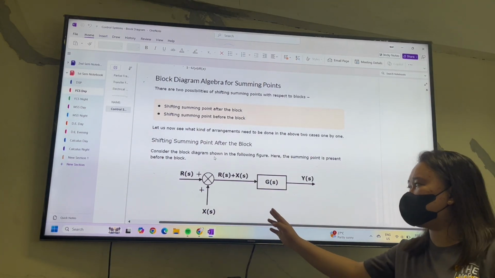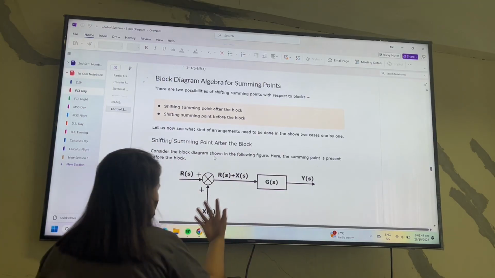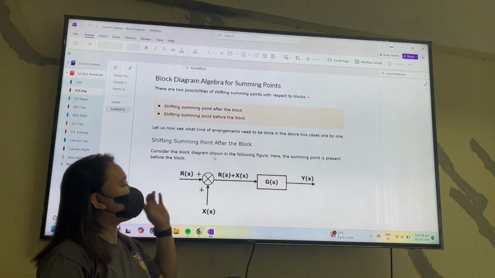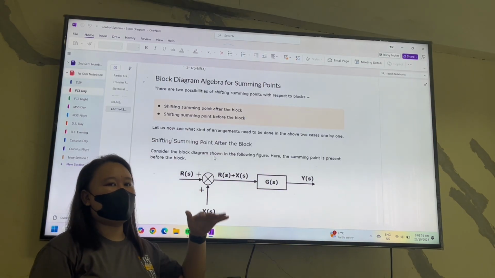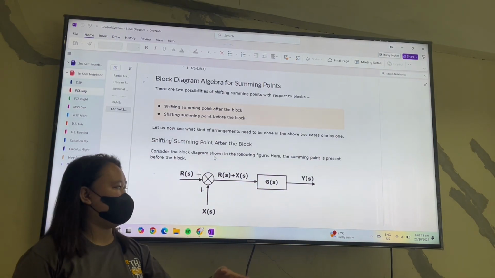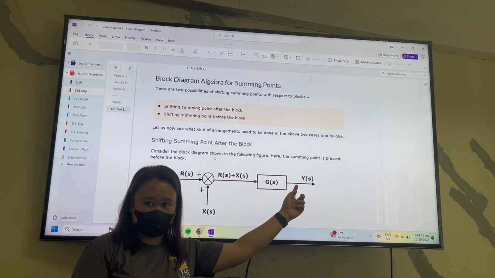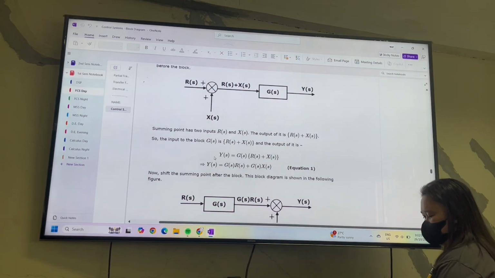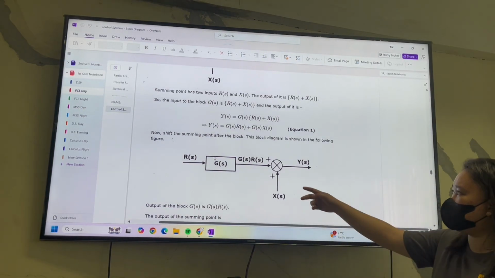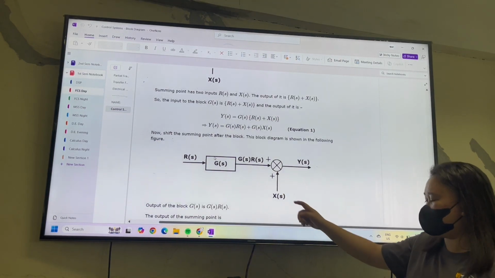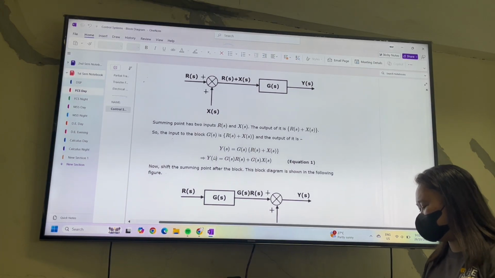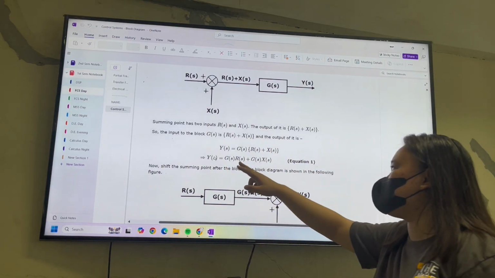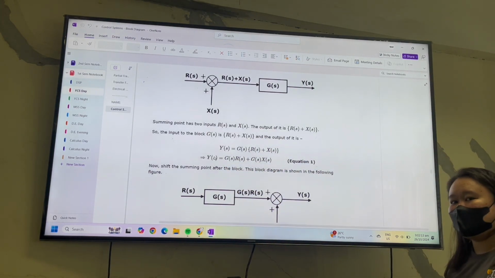So for our previous diagram, the summing point is before the block. Now, our future diagram must be after the block. Yes. Okay? Now, for our future diagram, it should look like this. Y of S. Okay? But before we go on, if we solve this, Y of S is equal to GSRS plus GSXS.